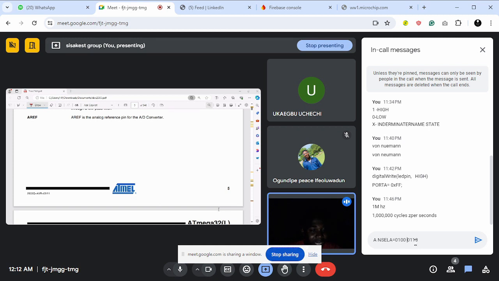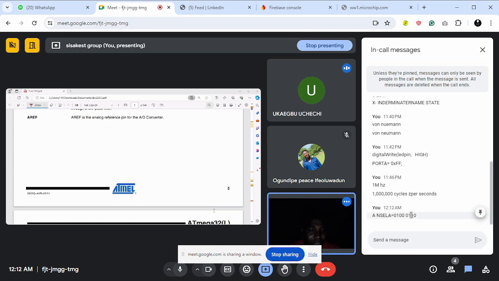The next one make it analog. The next one make it analog. The next one make it digital. The next one make it analog. Okay, I've not sent it, sorry. The first one make it digital. That's what that 0 means. The ANSELA register is the one that activates whether a pin is going to be analog or a digital pin. You understand?